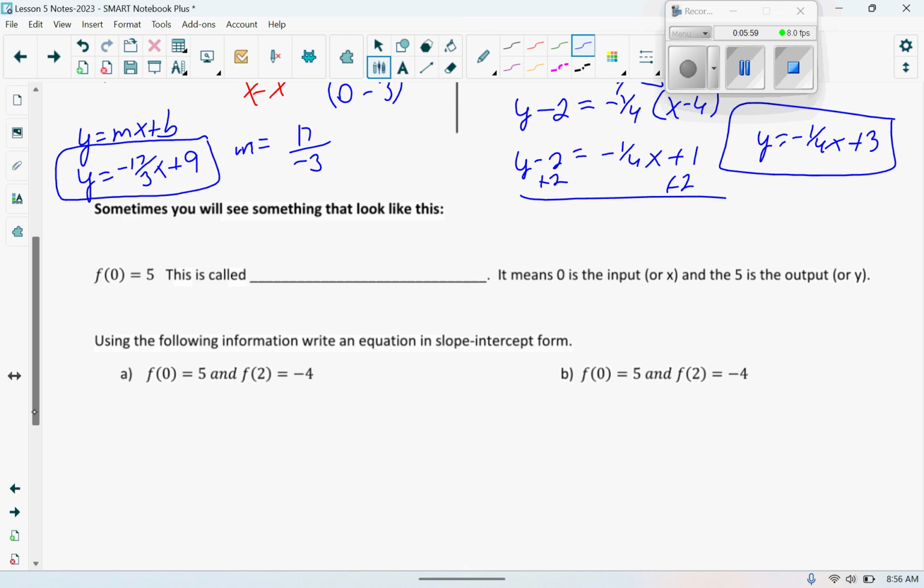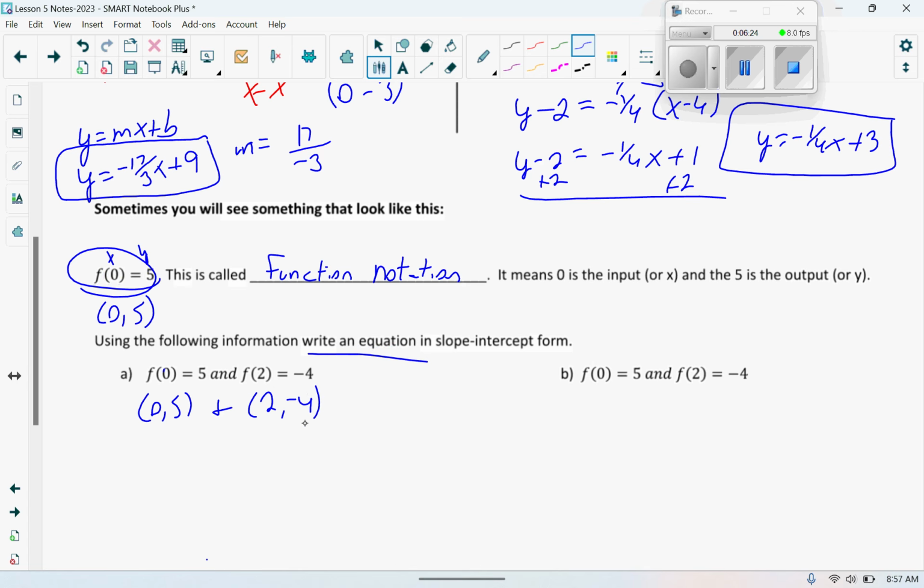Okay, you're going to see this notation throughout this course, and it's nothing to be afraid of. So this is called function notation. And all this means is f of x equals y. So like this is just a point (0, 5). And so if we had to write an equation, (0, 5) and (2, -4), we would just do the same thing as we did up here.